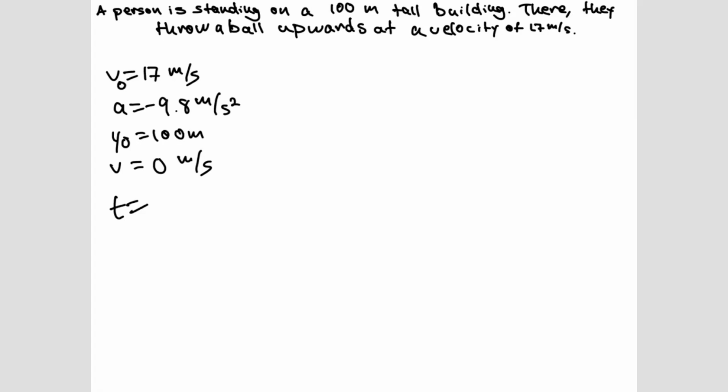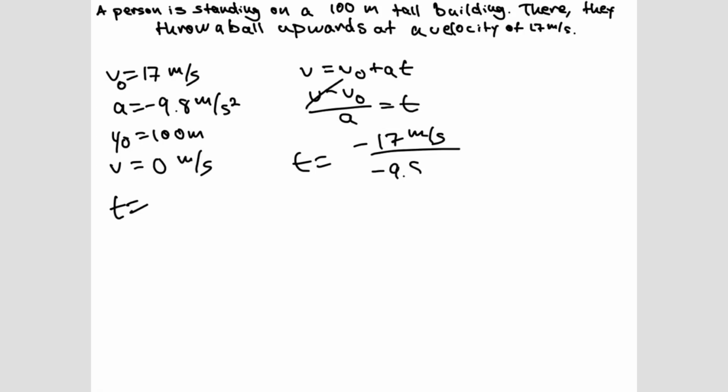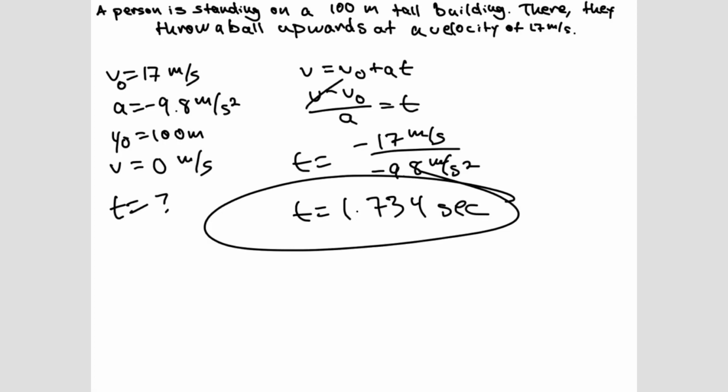With this, it's pretty clear we want to use UAM1, v equals v naught plus at, and now we isolate for t. This one's a pretty quick isolation. Now we can just start plugging in variables. That cancels out, so that's just negative 17 meters per second divided by negative 9.8 meters per second squared. On the calculator, negative 17 divided by negative 9.8 is equal to 1.734 seconds.